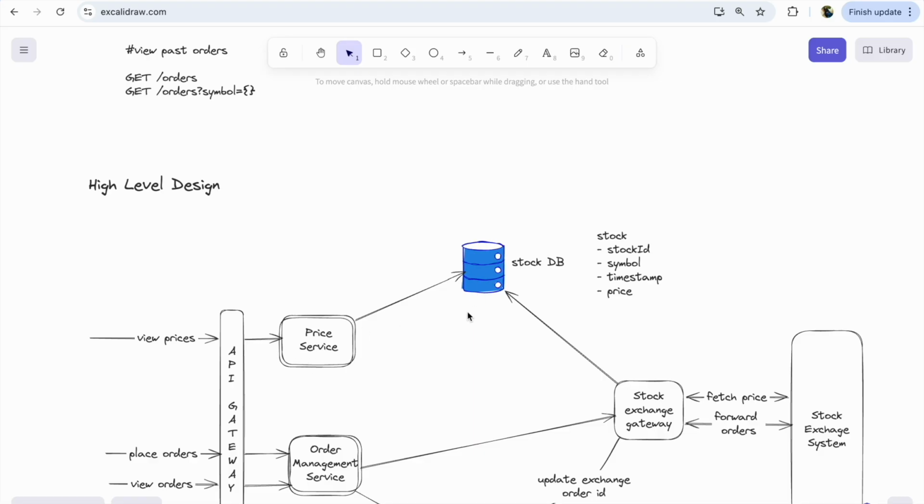But see, there are a few things. The first time the customer comes to the price service, the customer will fetch the full stock details from the database. That is fine. But when the customer is on the page, whenever the price changes in the stock exchange system, that data should be sent to the customer page in real time. That was one of our requirements, right? For that, how do we send the price updates in real time to the customer?